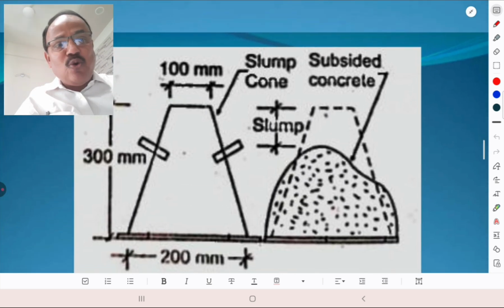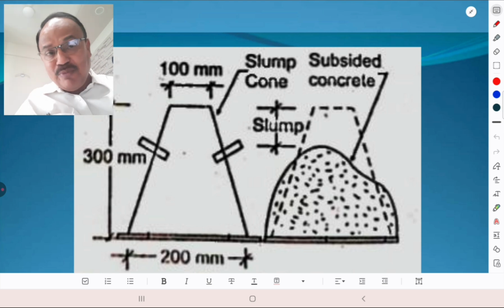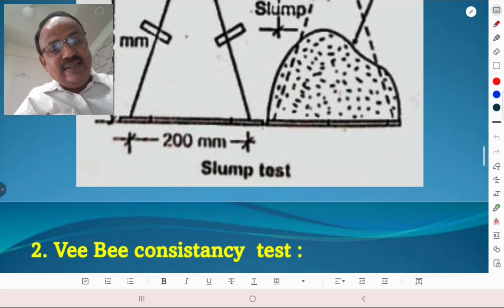If the size of the slump cone is top diameter 10 centimeter, that is 100 mm, bottom 200 mm, and height 300 mm, this is the slump. Slump means the difference between the height of the slump cone and the subsided concrete, as shown in this figure. One must know this figure. In the slump cone test also, which slump is better for which type of concrete? That is a very important aspect of studying the slump cone test, and I am going to deliver that lecture separately.